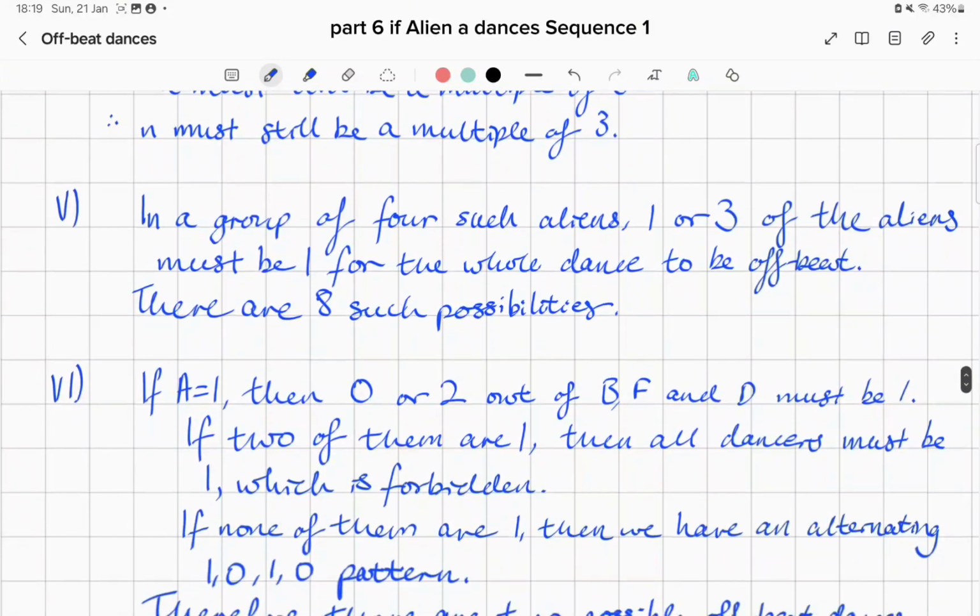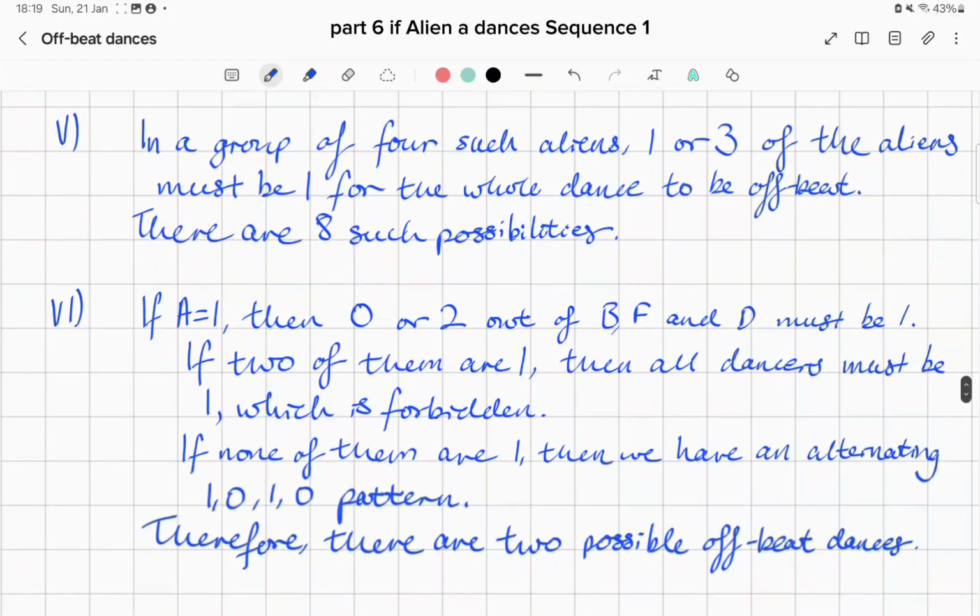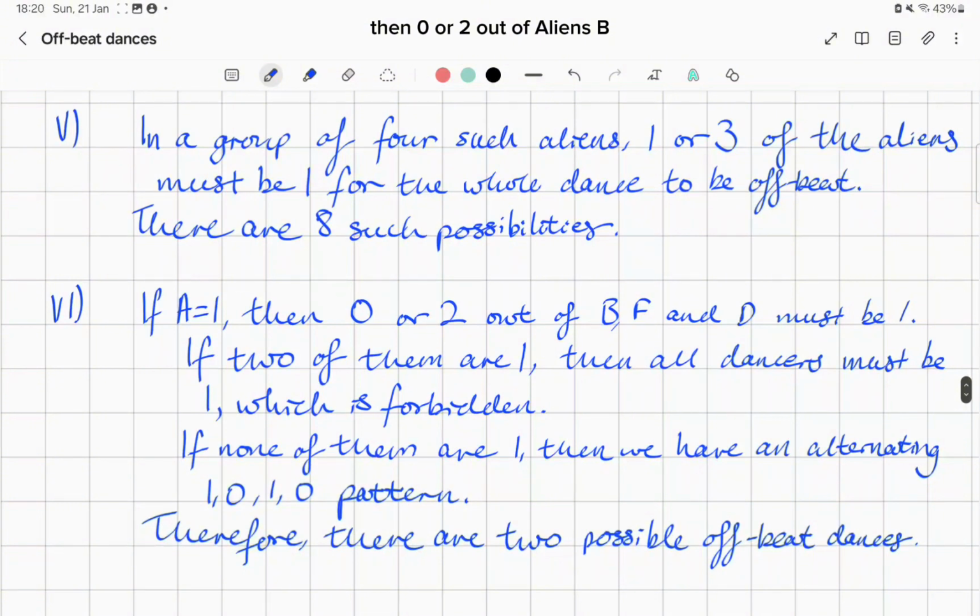Part 6. If alien A dances sequence 1, then 0 or 2 out of aliens B, F and D must also dance sequence 1. If 2 of them dance sequence 1, then all dancers must be dancing sequence 1, which is forbidden. If none of them are dancing sequence 1, then we have an alternating 1-0-1-0 pattern. Therefore, there are 2 possible offbeat dances for 6 aliens arranged in a circle.